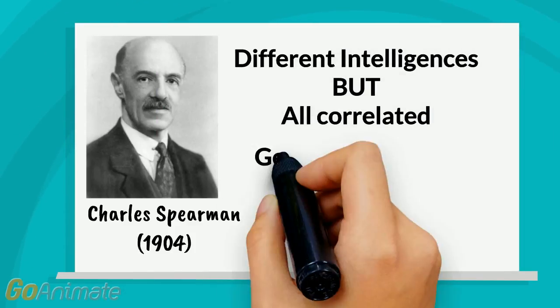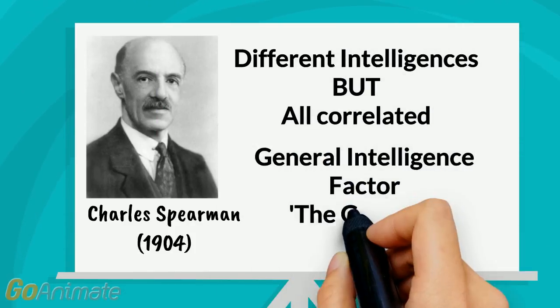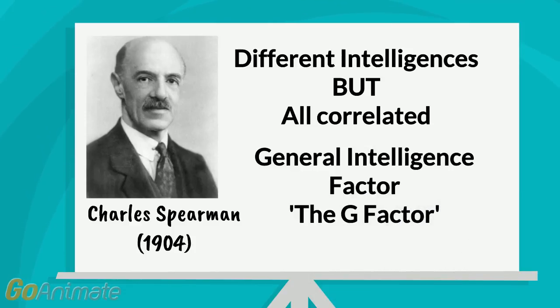Spearman acknowledged that there are different types of intelligence, but argued that they are all correlated. If people tend to do well on some sections of an IQ test, they tend to do well on all of them, and vice versa. So Spearman argued for a general intelligence factor called G, which remains controversial to this day.